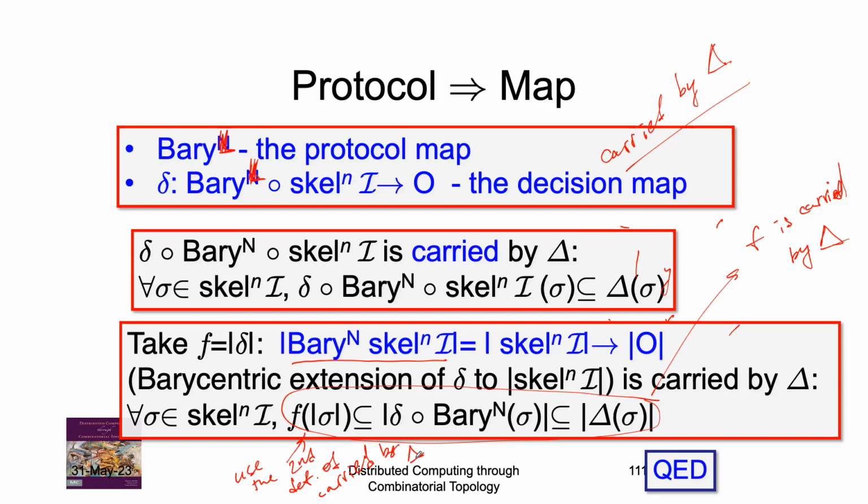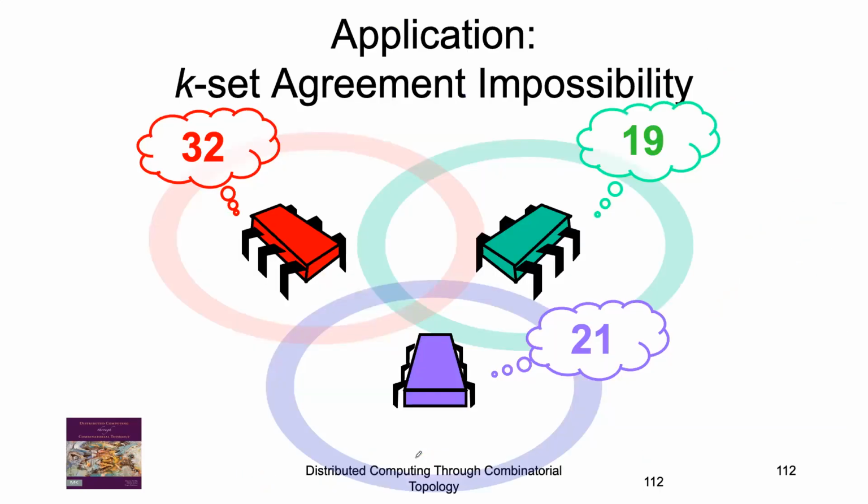Now, this is something which does not have any real interpretation. It's just the existence of a map. But the fact that the map exists gives us a lot, and the fact that the map doesn't exist also gives us a lot. The existence of such a map shows that the problem can be solved. The absence of such a map shows that the problem is impossible to solve. And this is something we're going to use to illustrate this theorem now, in the context of what we call k-set agreement and possibility.